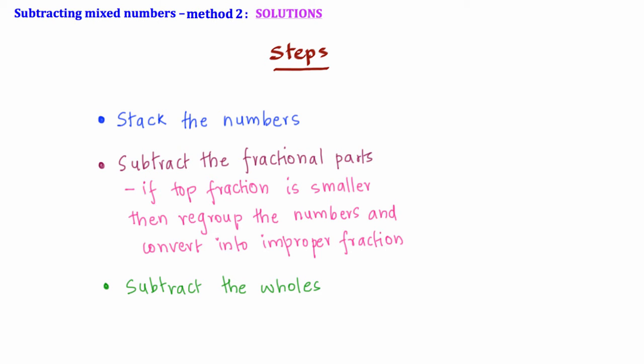Before we start solving the problems, let's first review the steps for subtracting mixed numbers using this method. So the first step is to stack the numbers. The second step is to subtract the fractional parts. And if the top fraction is smaller than the bottom fraction, then we regroup the numbers and convert the mixed number into an improper fraction. And the last step is to subtract the wholes.